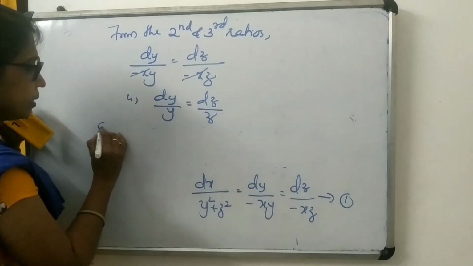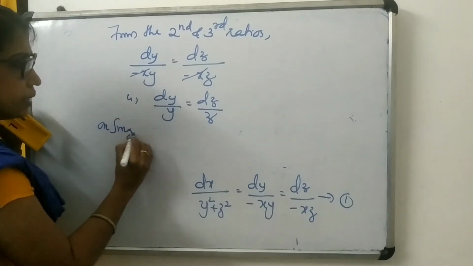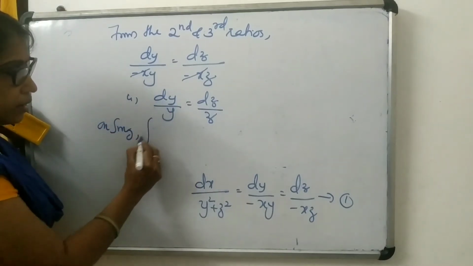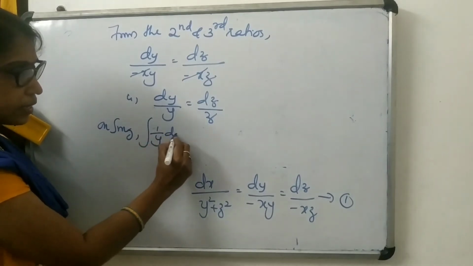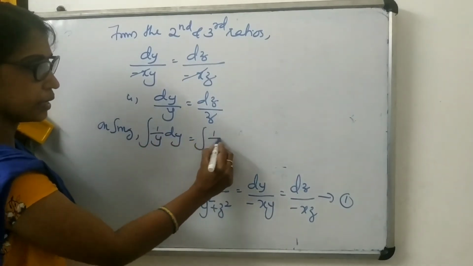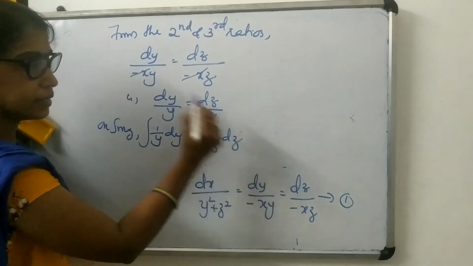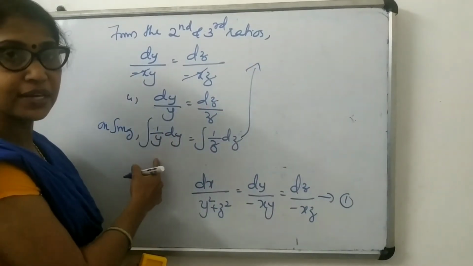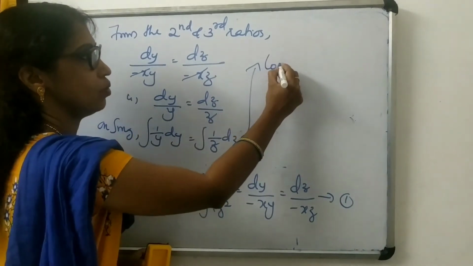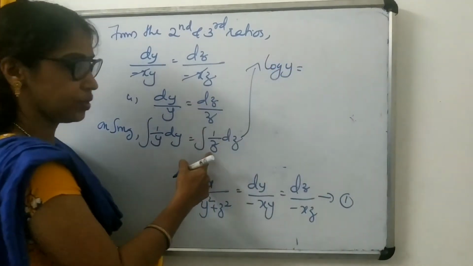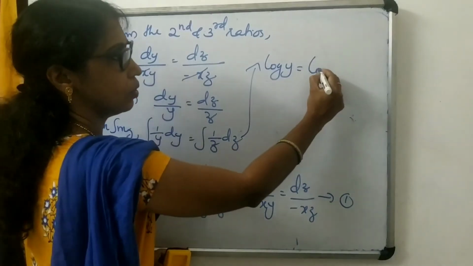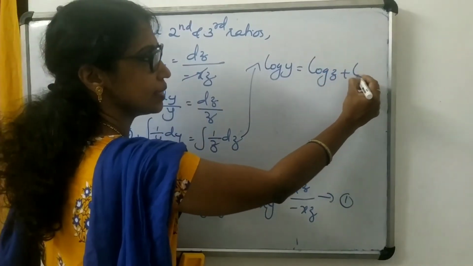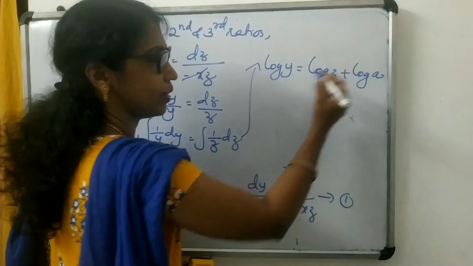On integrating, we get the integral of 1/y dy = the integral of 1/z dz. So the integral of 1/y is log y, equal to the integral of 1/z, log z, plus a constant. What is the constant? Log a.